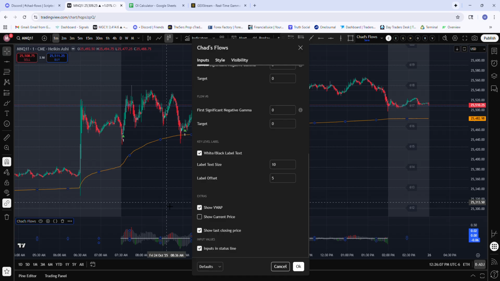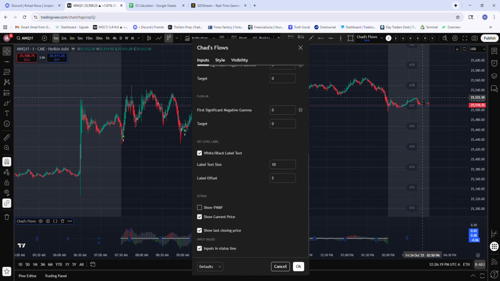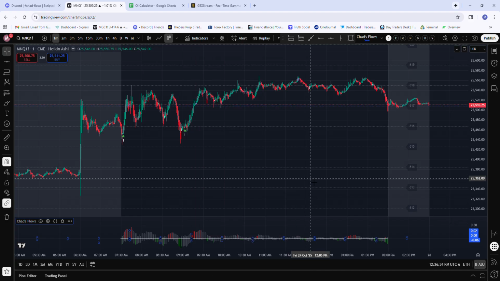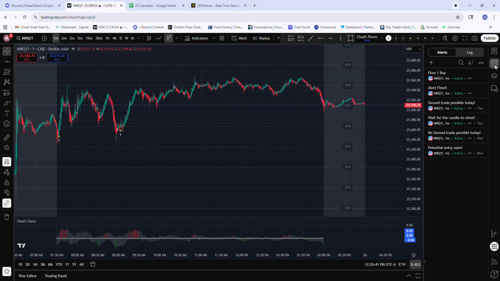You can show the VWAP, because Chad loves to use the VWAP still, so that's in there in case you want to use that. And then show current price. Basically, you can select that, and the current price will just show up right next to the end of the current bar. Market's closed, so it's not working right now, but that's what that does. I also need to get rid of that, and that's it. So that's just a quick summary of how to use this.